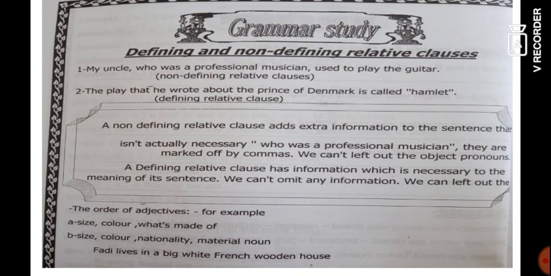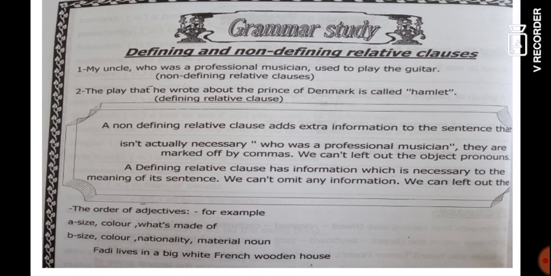Our grammar today is about defining and non-defining relative clauses. As we know, who is for the person, which for things, that, and where for the place. Now, here we have defining and non-defining relative clauses. When I say, for example, my uncle, who was a professional musician, used to play the guitar, this is a non-defining relative clause. What does it mean? A non-defining relative clause adds extra information to the sentence that is actually unnecessary, so we can omit it. For example, we can say my uncle used to play the guitar. It's unnecessary to say he was a professional musician.